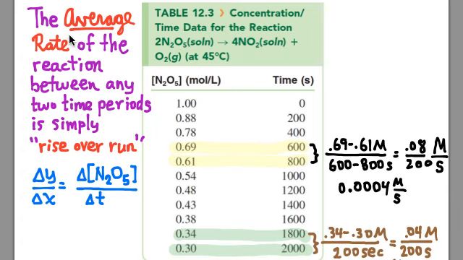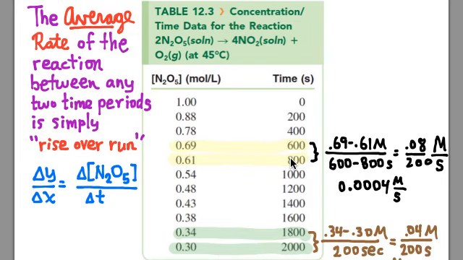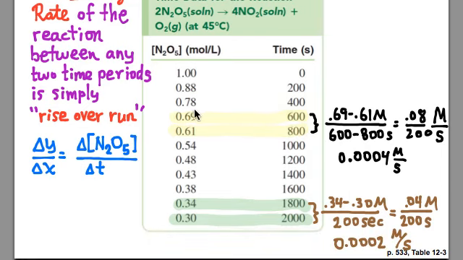I wrote over here the average rate of the reaction is described as the rise over run, comparing the change in molarity to the change in time. It's the average steepness of the line between these two periods, the 600 and 800, or 1800 and 2000. Since it's just rise over run, I take the rise on the y-axis divided by the run on the x-axis. The x-axis is almost always time. That gives 0.4 millimolar per second, whereas down here, it slows way down to 0.2 millimolar per second.